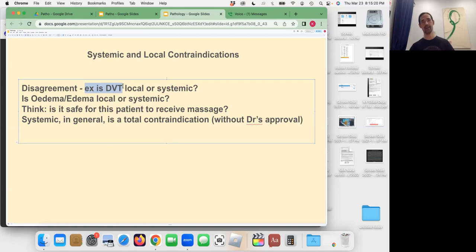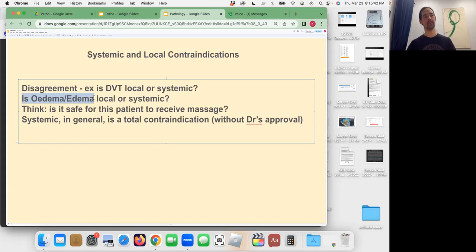And I wish this class were the right format to talk about that further, but it isn't. Okay, and then edema. So if someone has swollen ankles or swollen lower legs, or they sometimes get swollen lower legs, they come and go, but their feet are always swollen. Is that local or is it systemic?